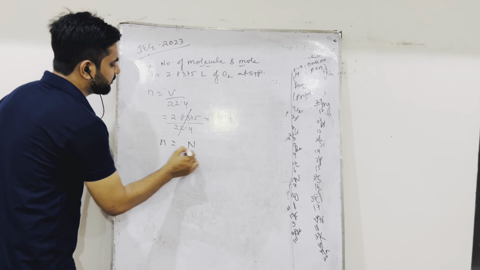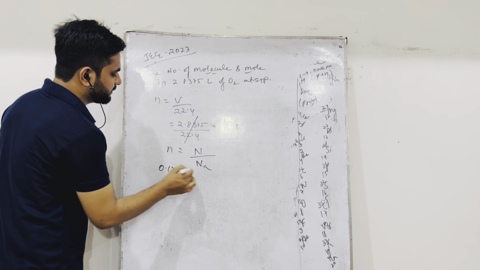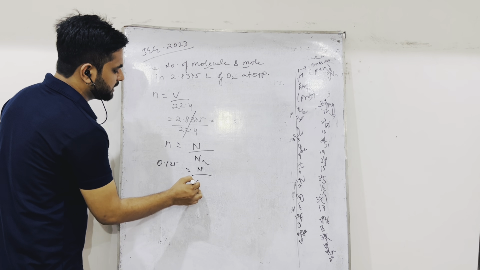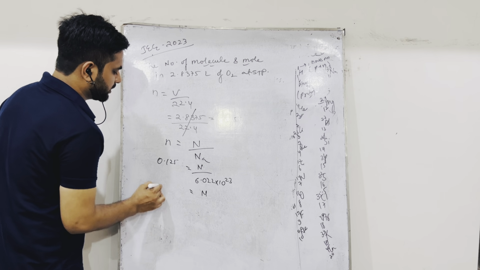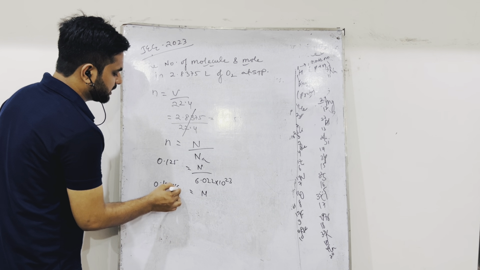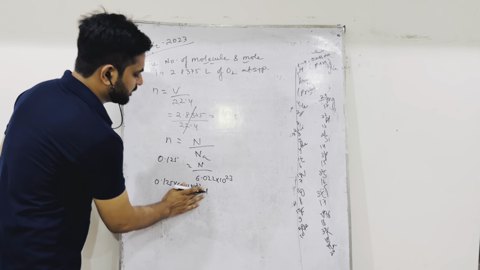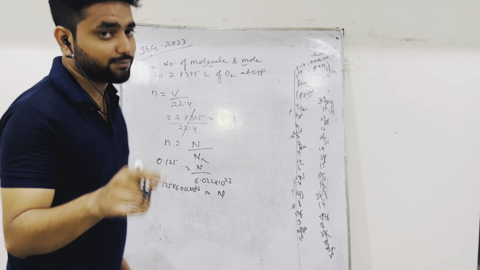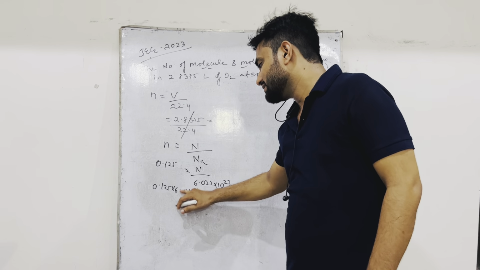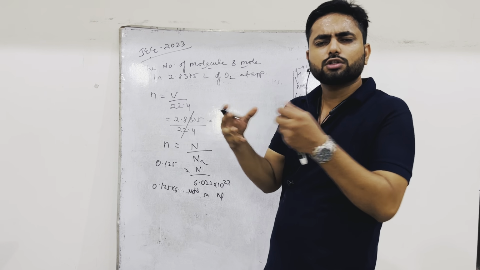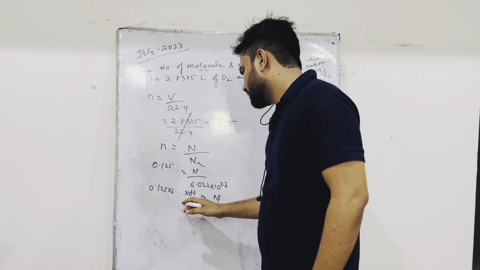n is equal to number of molecules upon Avogadro's number. So the number of molecules is 0.125 times Na, and Na is 6.022 into 10 power 23. That is, number of molecules is 0.125 into 6.022 into 10 power 23. To save time, we have to be more clever than the examiner. To save time, we will neglect 0.022 if the option is not much closer.